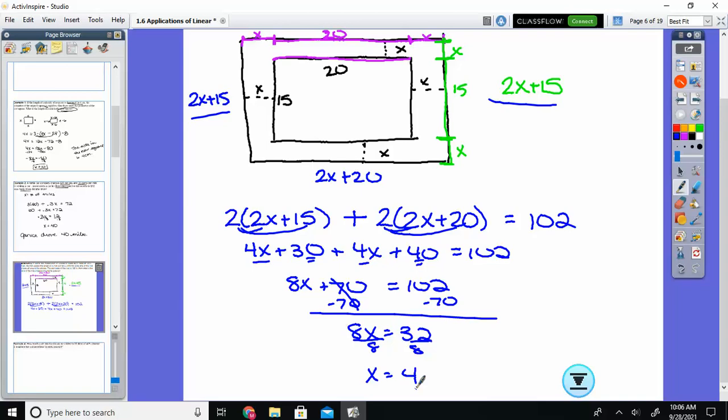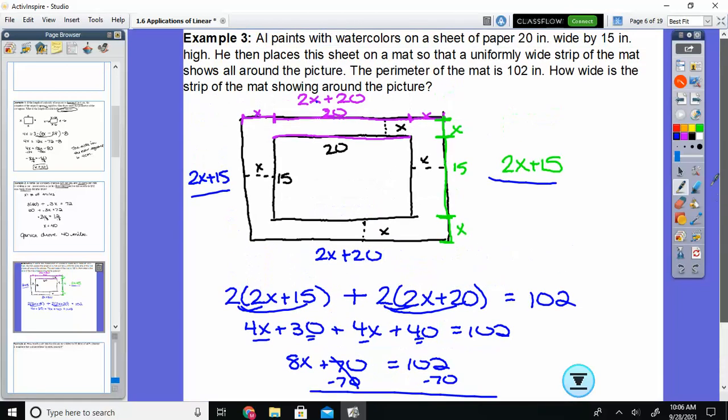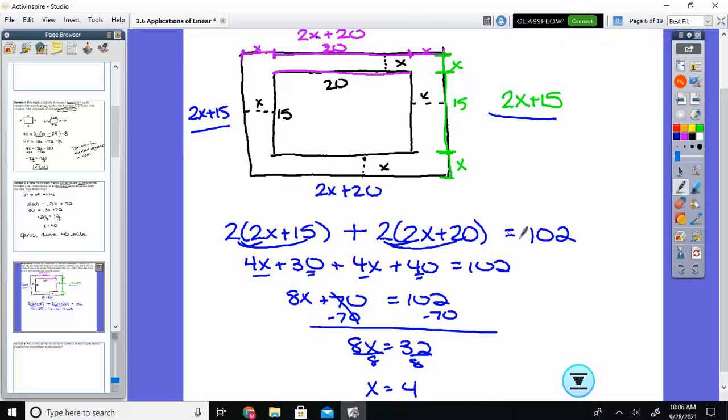I have to write a sentence. The question was, how wide is the strip of mat showing around the picture? X was the strip of mat. So the strip showing is 4 inches wide. Questions?